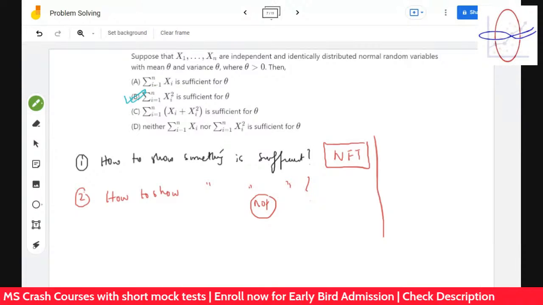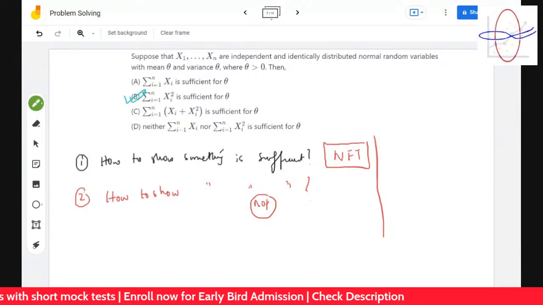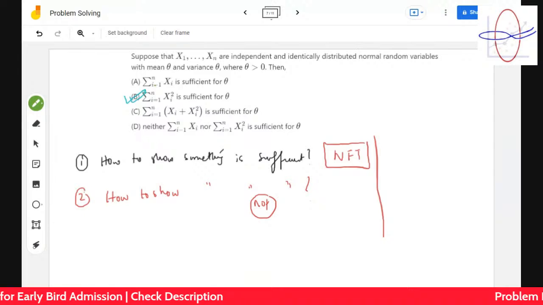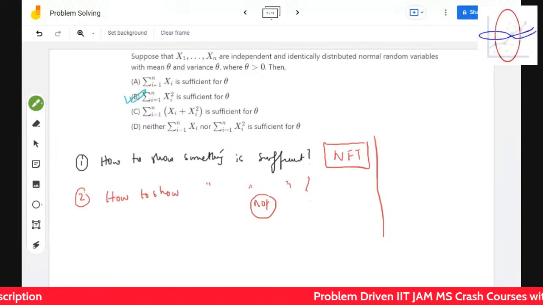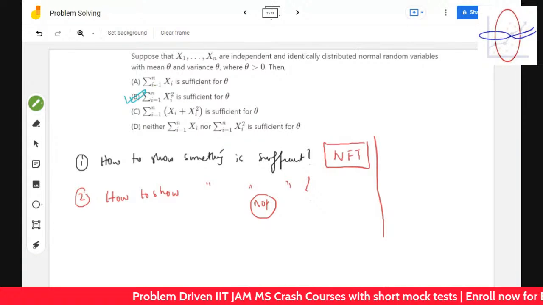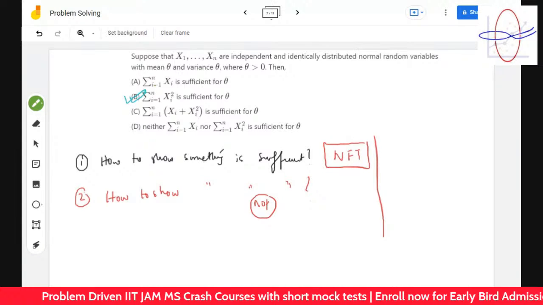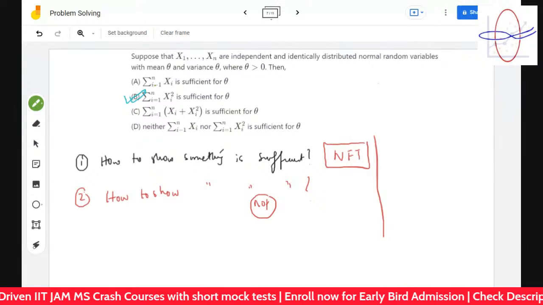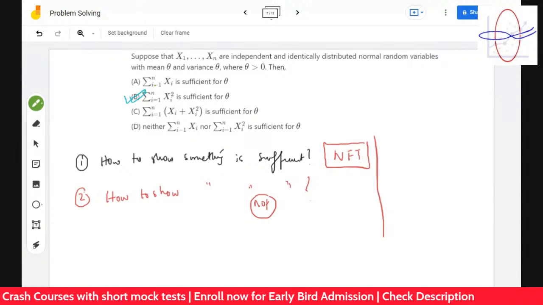How do you show that this is sufficient or not? I think we can do this by the joint distribution divided by this summation xi distribution. If it is not constant, then it's not sufficient. The ratio of that.